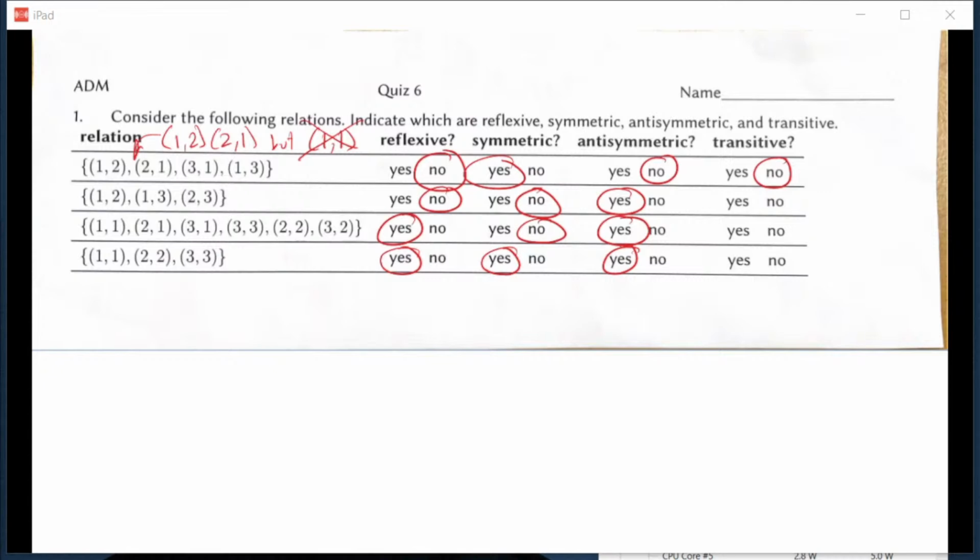So here 1 is related to 2, 2 is related to 3, 1 is related to 3. I think that's the only thing we have to check. So this one is transitive. The next one is transitive, I believe. 2 is related to 1, 3 is related to 2, 3 is related to 1. Yeah, everything's good there. That's a yes, transitive. And then this one is sort of vacuously transitive because there's nothing to check.